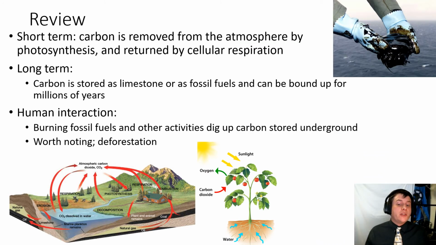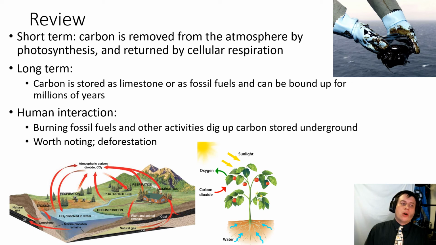All right, guys, so let's finish up with a quick review. In the short term, carbon is removed from the atmosphere by photosynthesis and then returned to the atmosphere by cellular respiration. Plants take in carbon dioxide, that's photosynthesis, and convert it to simple sugars, which get eaten by animals. As those animals run their metabolism, as they burn that sugar, they release carbon dioxide when they breathe out. You breathe in oxygen, you breathe out carbon dioxide. That's the basis of cellular respiration.